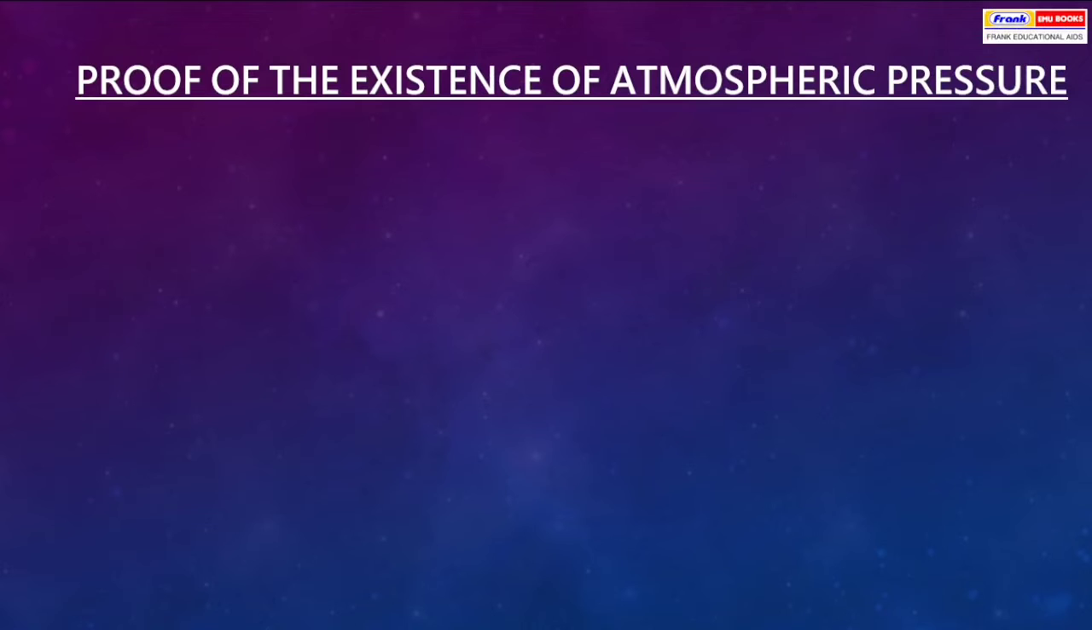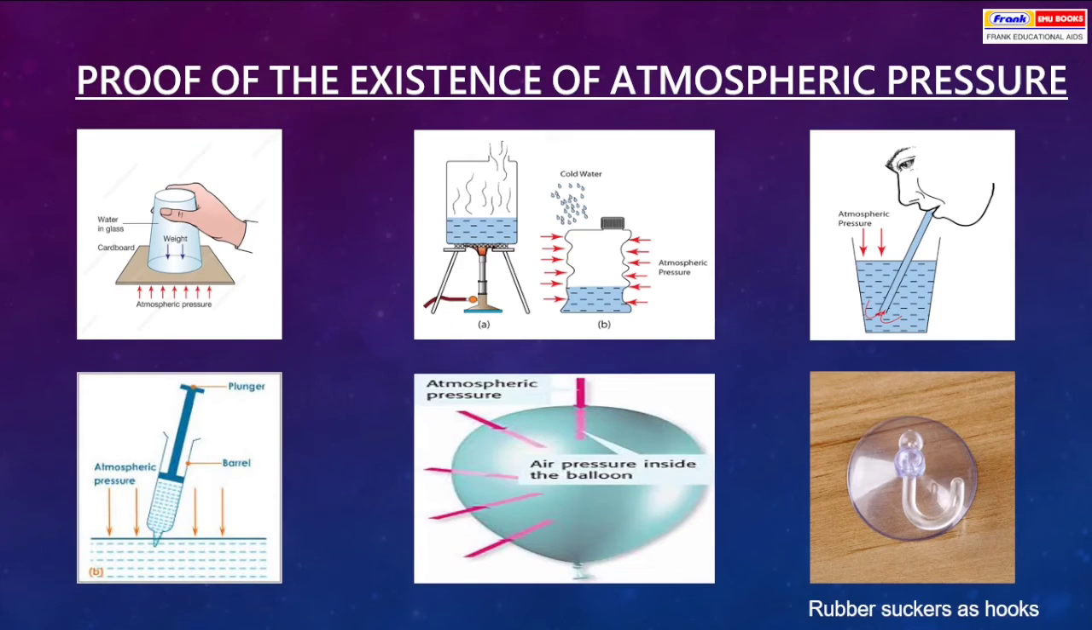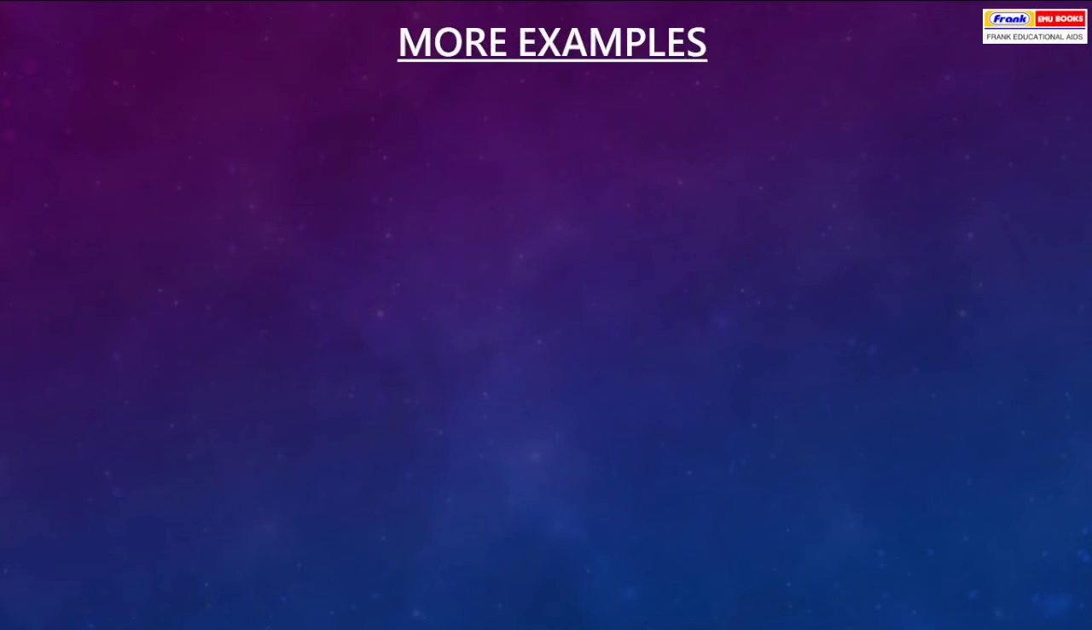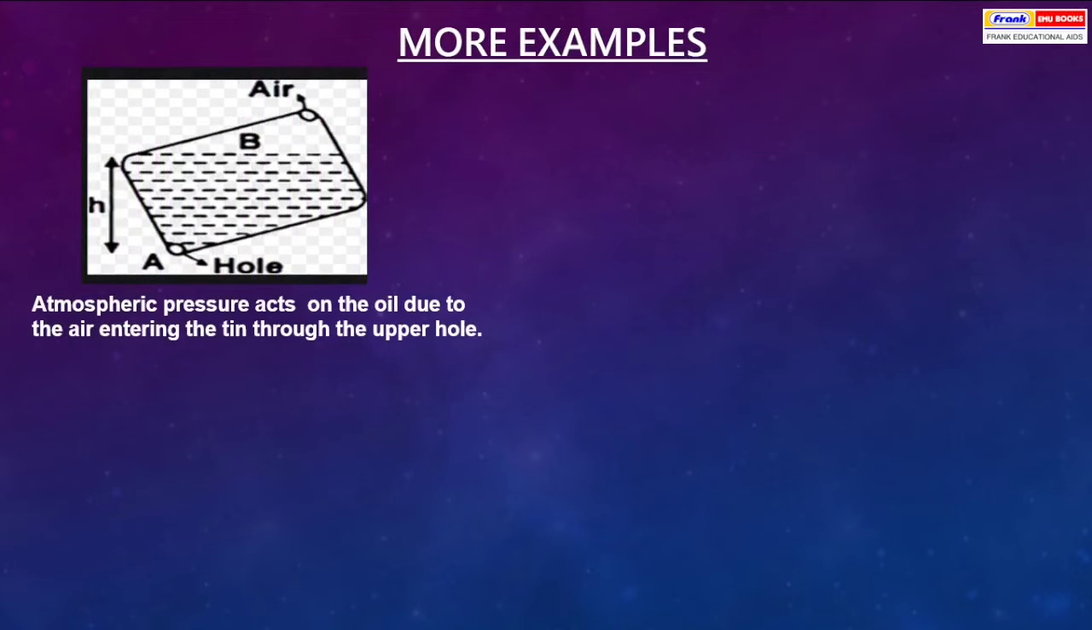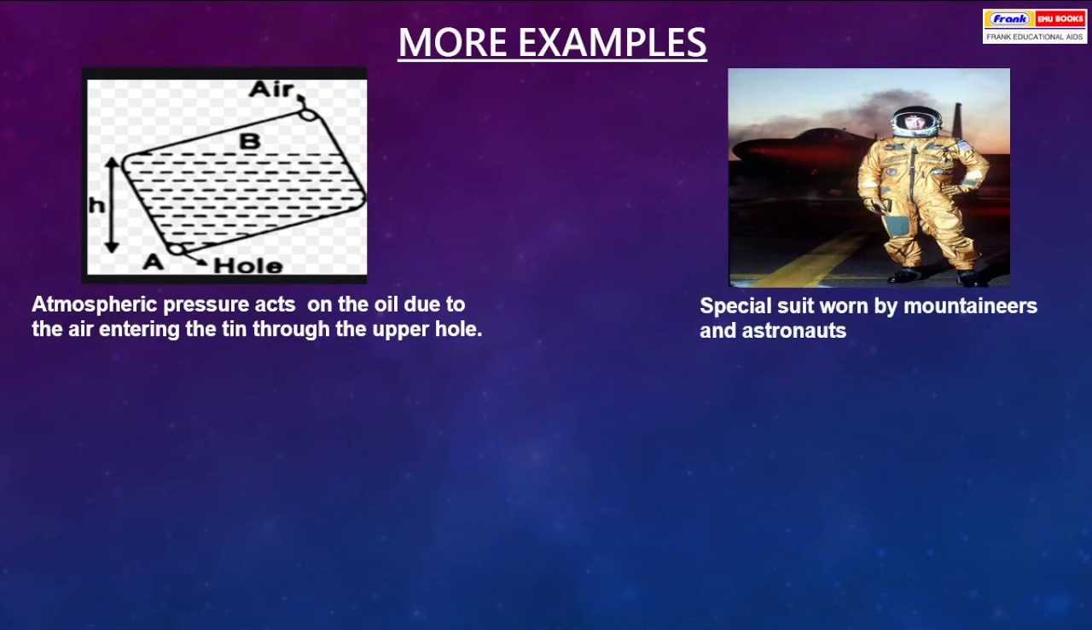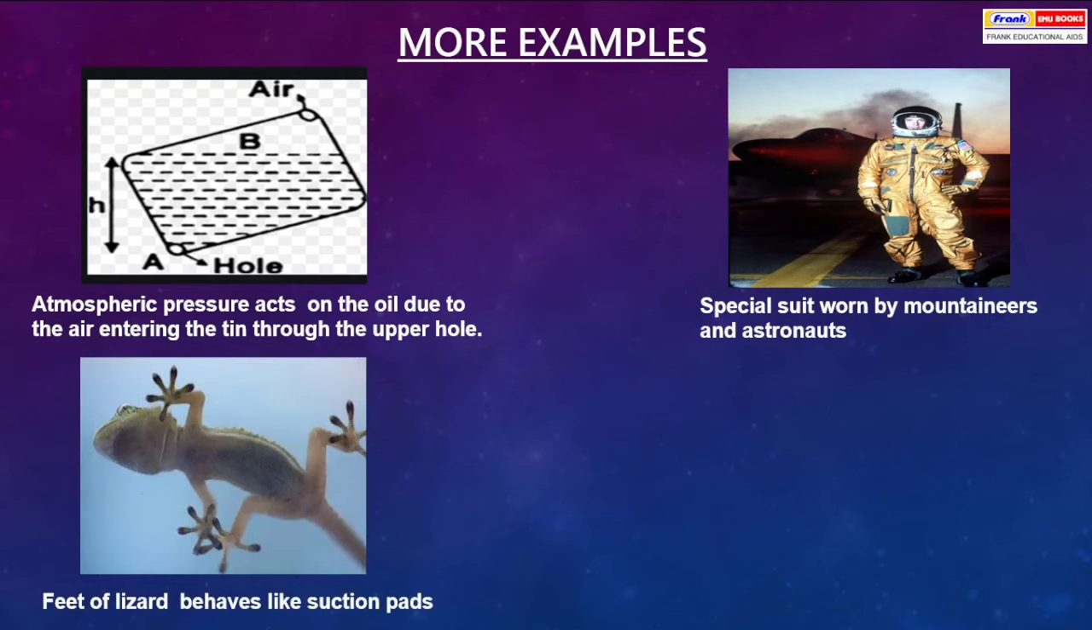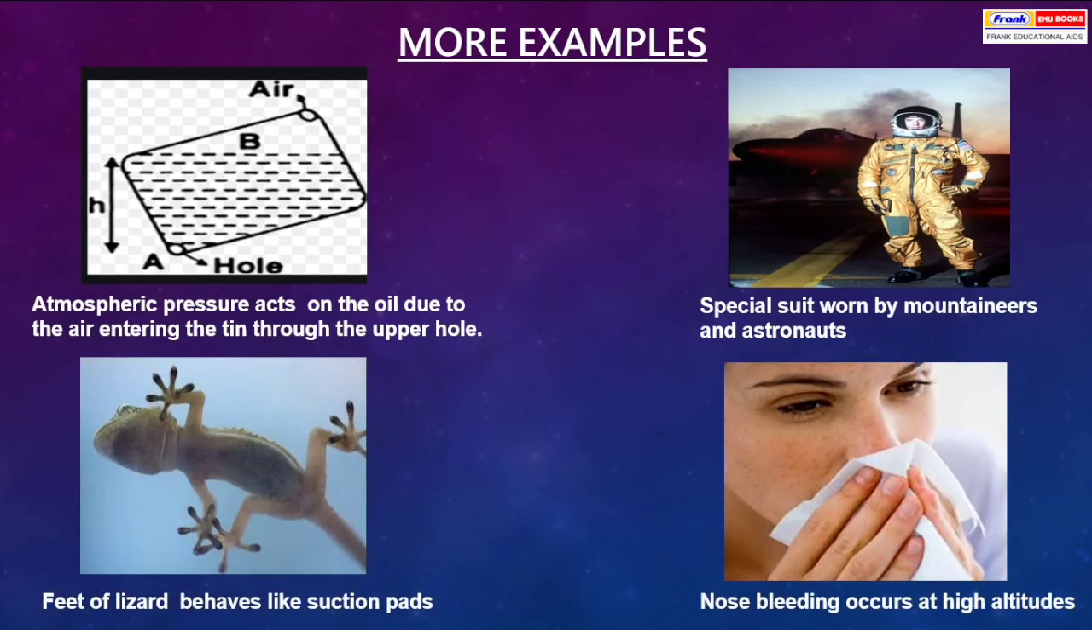Proof of the existence of atmospheric pressure. So these demonstrations are some of the proof of the existence of atmospheric pressure. You can do it by yourself and feel the atmospheric pressure. Some more examples. Atmospheric pressure acts on the oil due to the air entering the tin through the upper hole. Then we have a special suit worn by mountaineers and astronauts in order to overcome the atmospheric pressure. Feet of lizard behave like a suction pad. Nose bleeding occurs at high altitude because at high altitude atmospheric pressure is so low.